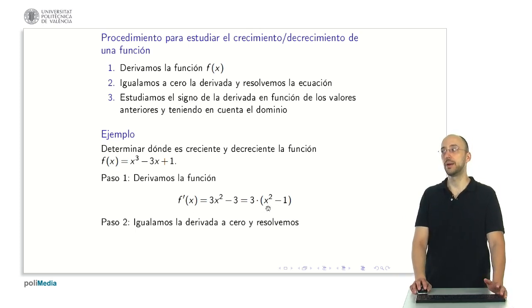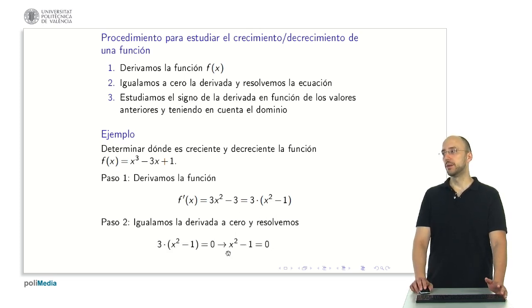In this instance, it's relatively simple to identify the points at which the derivative equals 0. So we set it equal to 0. The 3 is multiplying, so it passes to the other side dividing. 0 divided by 3 is 0. X squared minus 1, very easy.